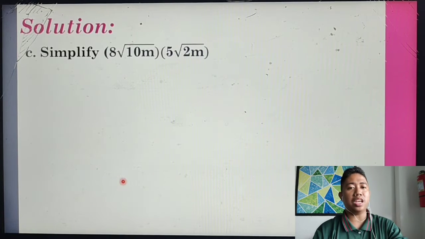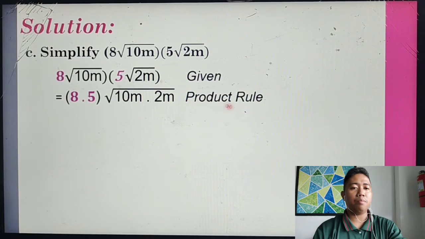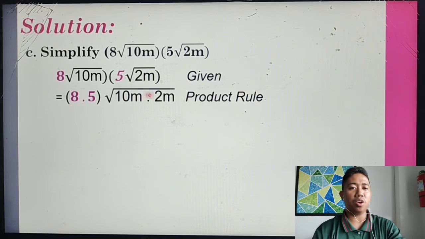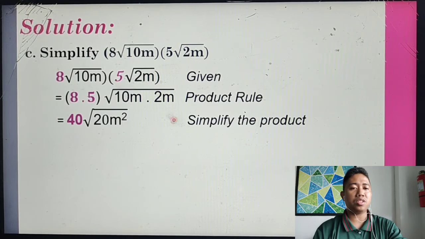We have, for letter C, how we'll be going to simplify 8 square root of 10m multiplied by 5 square root of 2m. So we have the given, of course. The next step to do is to apply this product rule using multiplication. So the coefficients of every radical term, 8 and 5, we express as the product. So 8 times 5 times the square root of, inside the radicand, 10m times 2m. After that, you will be going to simplify the given product.